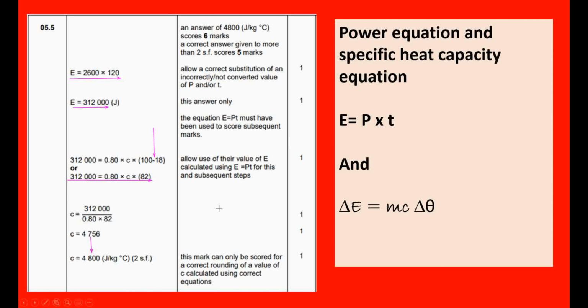So even if you're not getting to the final answer, you're getting a lot of the marks in the question. Now these questions are hard. You'd expect them to be at the back of the paper, but get as many marks from them as you can. Okay, we're going to do one more.